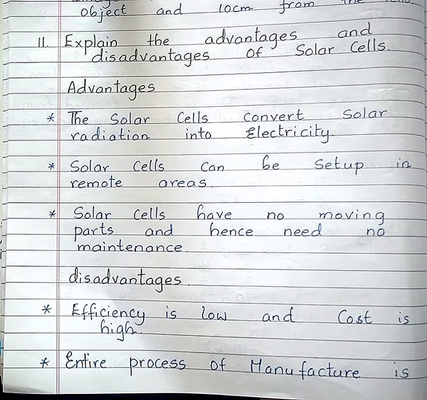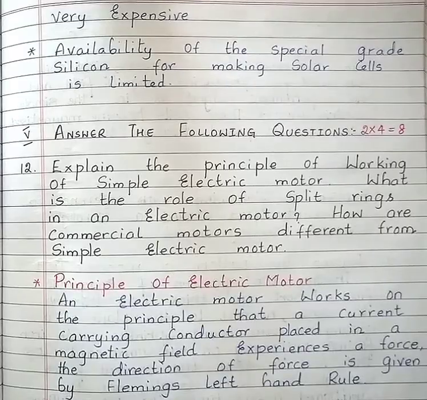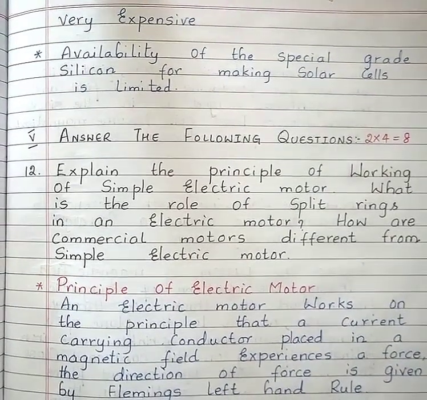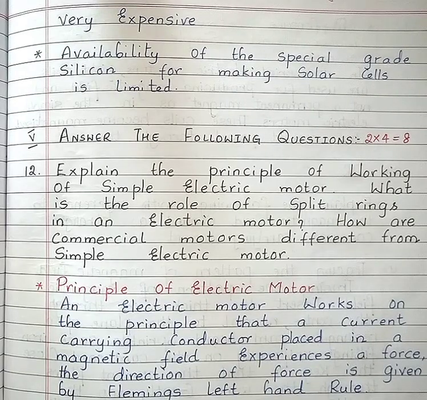Disadvantages of solar cells. A. Efficiency is low and cost is high. B. Entire process of manufacture is very expensive. C. Availability of the special grade silicon for making solar cells is limited.